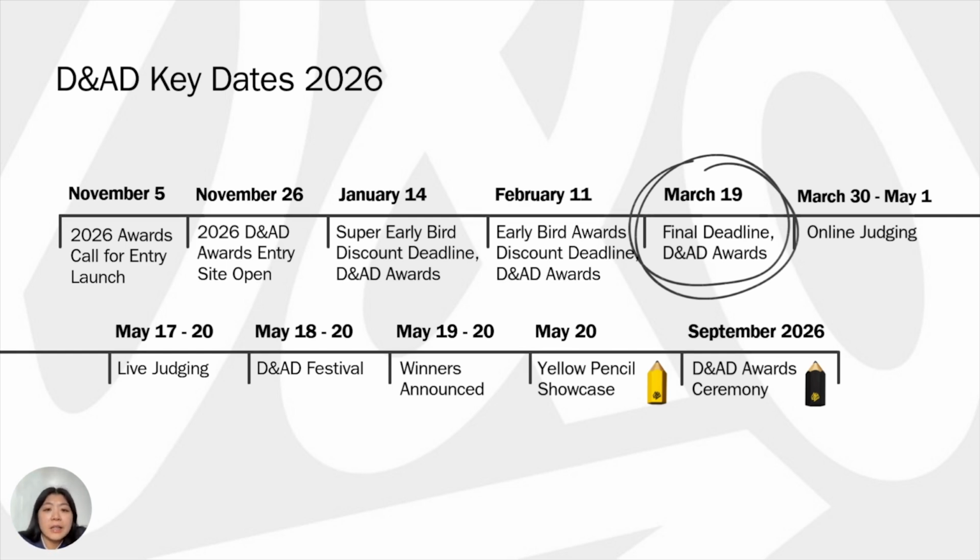For the standard deadline, payment must be completed by Thursday the 19th of March and submission due the following week on Thursday 26th of March. Once the standard submission deadline closes, we then move on to the judging phase, which basically runs from late March up until mid-May. During this period, our juries review all of the entries and start shortlisting and awarding pencils for the strongest work. Finally, the winners' announcement will be released between 19th to 20th of May, so please be sure to save these dates and keep an eye out on your inbox.